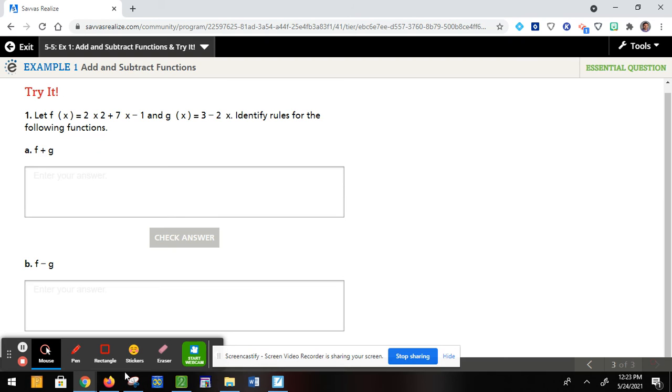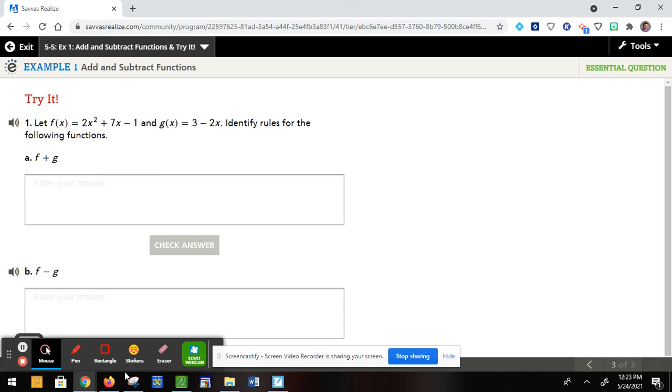Okay. Now we have two to try here. So you're given an f function, a g function. You're going to do f plus g, and then you're going to do f minus g. So pause it, give those a try, and then come back and check.